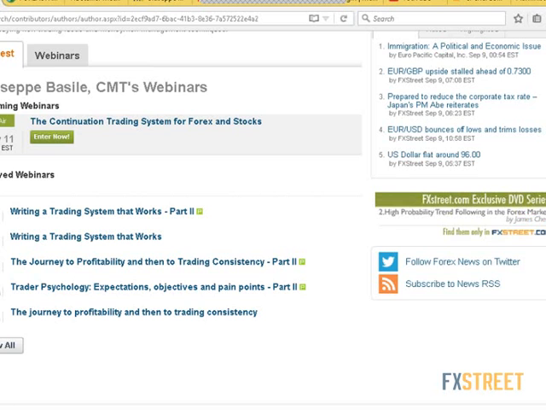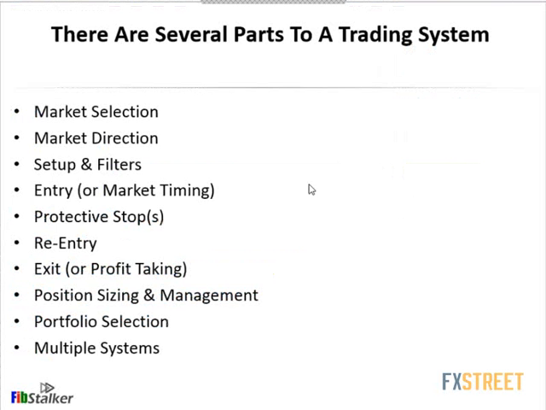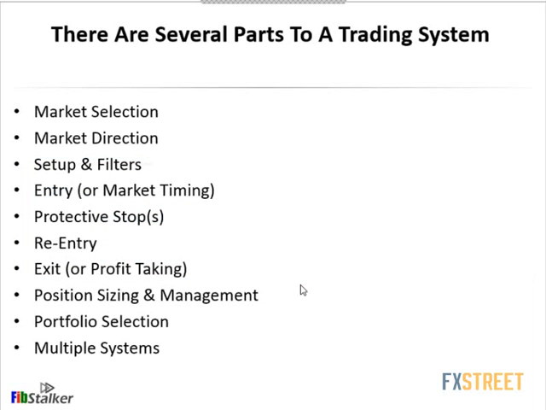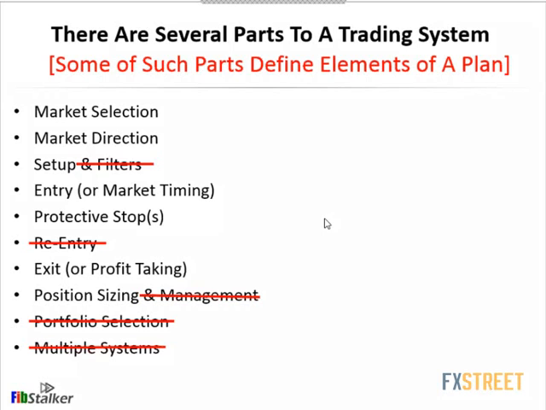Okay, and so going back to the different parts of a trading system, there are 10 different parts. We'll not focus on all of them. Again, there are archived webinars here you can look at. I will not focus on filters, re-entry, money management, portfolio selection, and multiple systems, although you can, of course, trade multiple systems. And now, some of these parts of a trading system define elements of a trading plan.